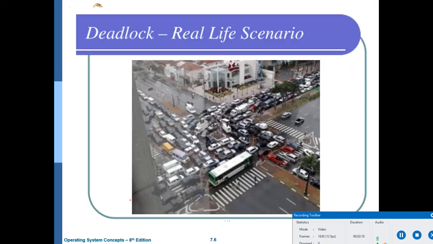So you can see from here a real life scenario of a deadlock. Just like we have traffic jams at a shared crossing area, when many cars try to use that shared crossing area at the same time, they ram into each other, which leads to long traffic. So this is a deadlock in a real life scenario.